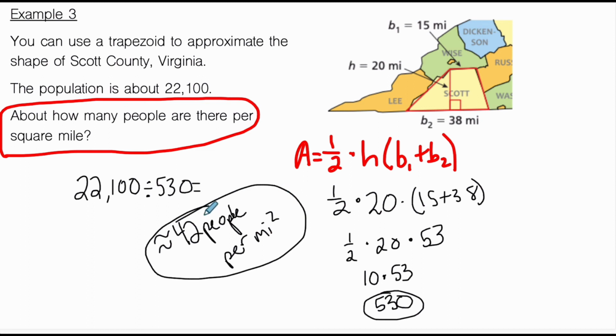Anyways, this is a little bit of a multi-step problem, but the basic part of it that applies to what we're learning is that the county is the shape of a trapezoid. You can find the area of a trapezoid, and then you can use that area to answer some interesting questions. In this particular instance, it was how many people live in every square mile of that county. Anyways, I got a little carried away there. Hope you got the basic gist of this lesson, which is to find the area of a trapezoid, use the formula.